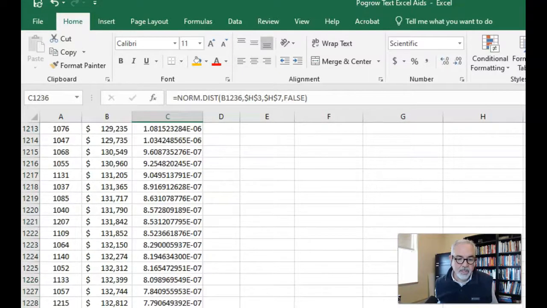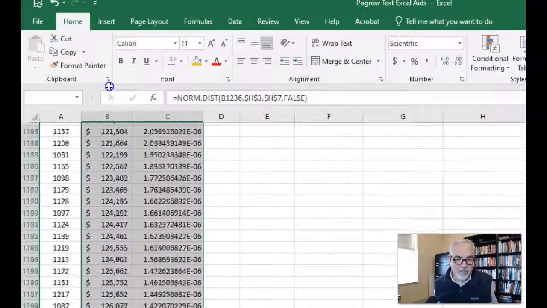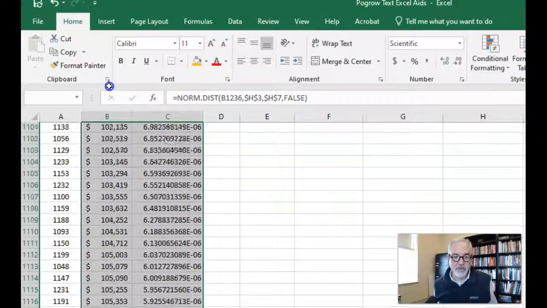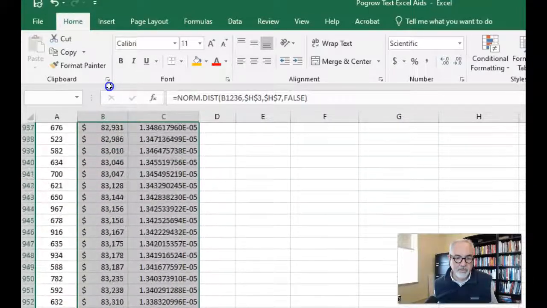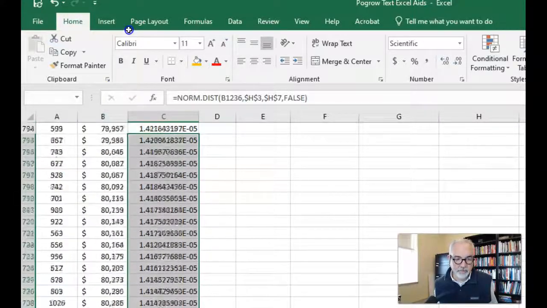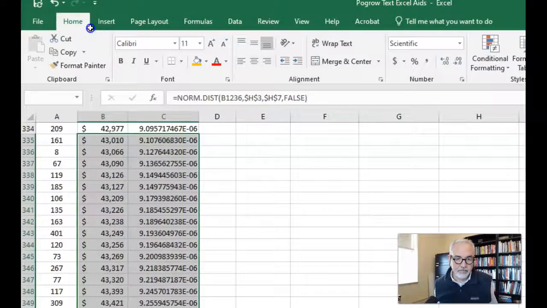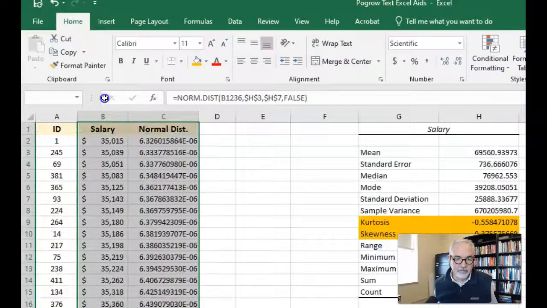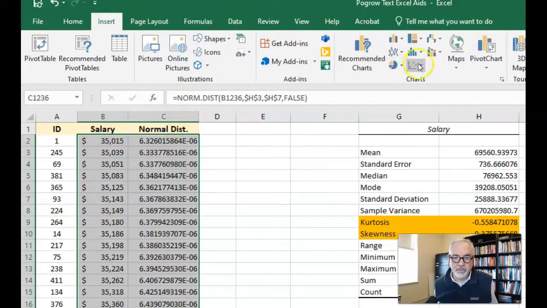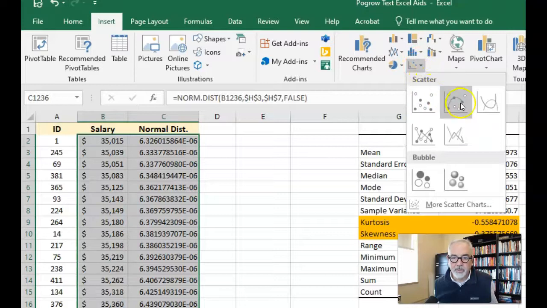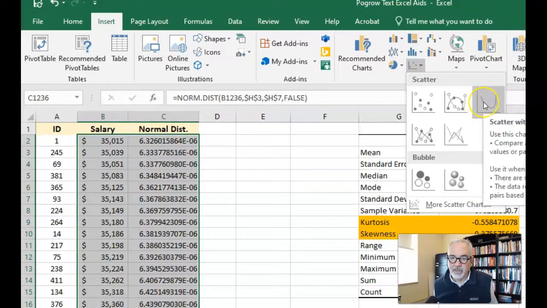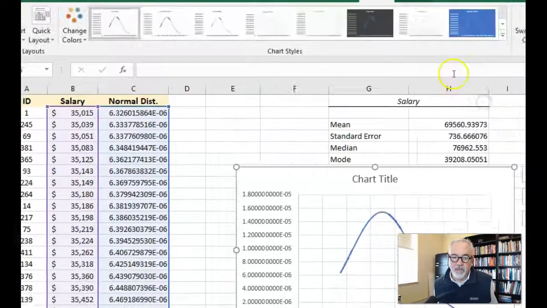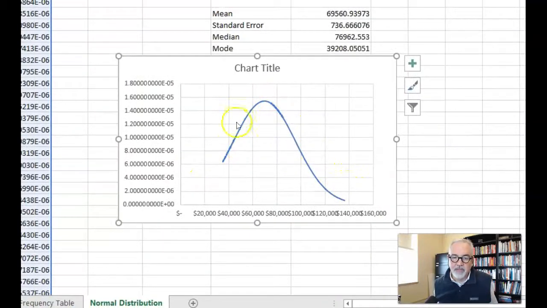Okay. The next thing that we do is we highlight both the salary and normal distribution figures. And then we simply do a scatter plot. So insert, and then we want to take a look at scatter with smooth lines. Yes, scatter with smooth lines. And this is basically the shape of our normal distribution.